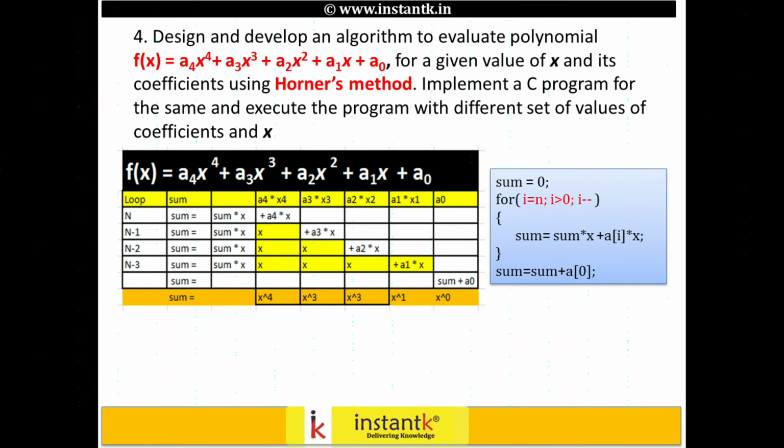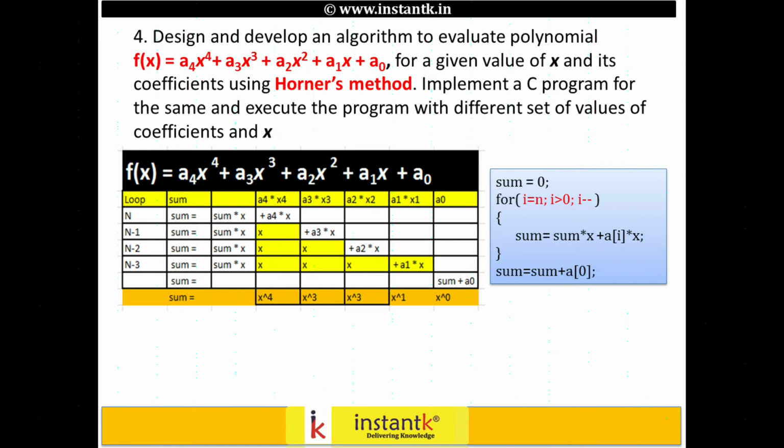This is a fourth order polynomial, for a given value of x and its coefficients, using Horner's method. Implement a C program for the same and execute the program with a different set of values of coefficients and x.